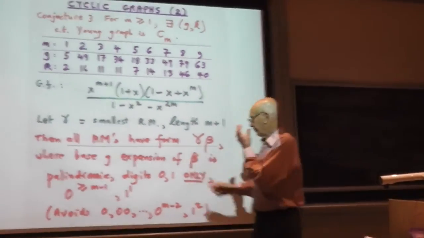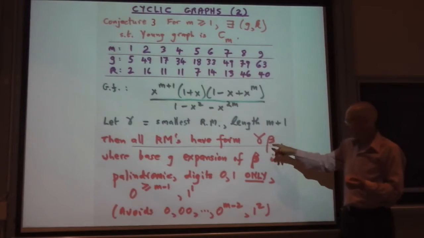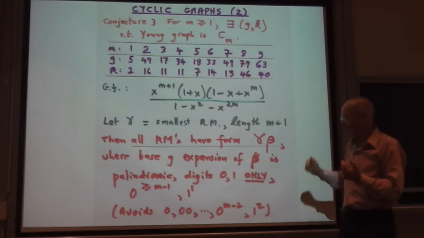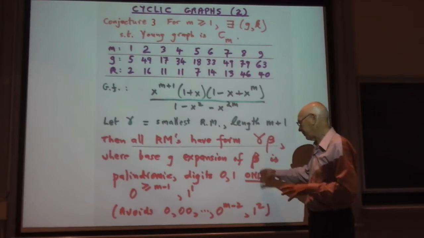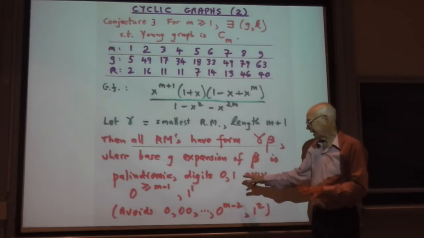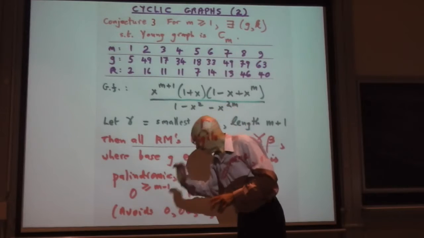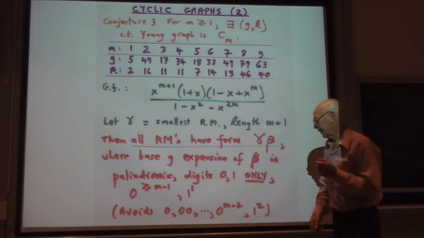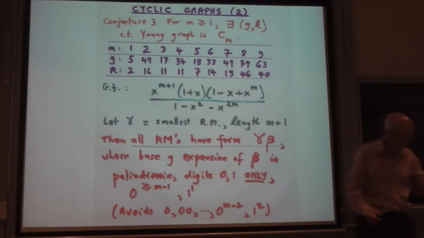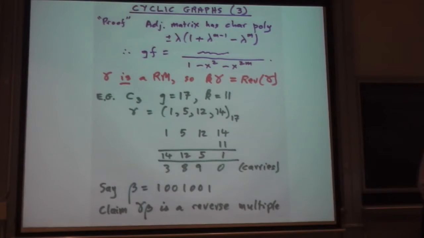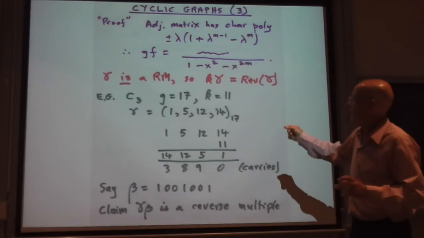We know it exists. Then I can almost prove that all the reverse multiples have the form gamma times beta, where the base geo-expansion of beta is palindromic. Again, it has digits 0 and 1 only, and any run of zeros must have length at least n minus 1, and there can be no repeated ones. And the argument, almost to prove that this works, is actually quite nice, I think.